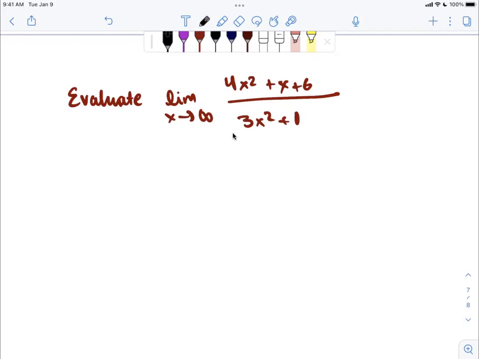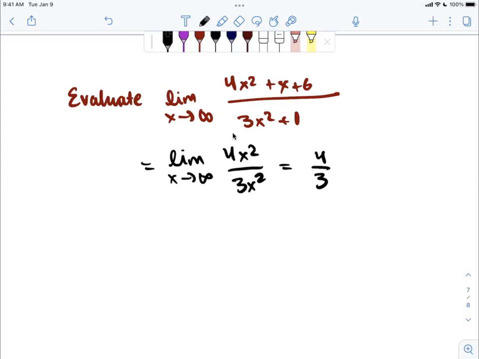All right, so the main thing to know about rational functions is that the leading term always dominates. So when you're taking a limit, you can pretend the rest of the terms don't even exist because the leading term gets so big that the other terms don't matter. So this is the limit as x goes to infinity of 4x squared over 3x squared. And then the x squared cancels, and that's just going to be 4 over 3.